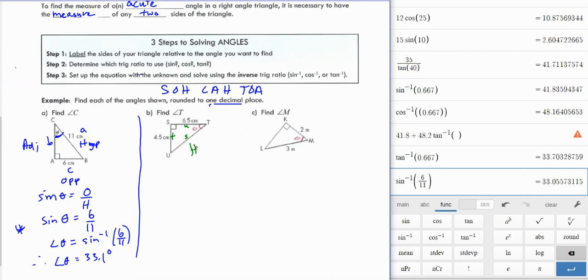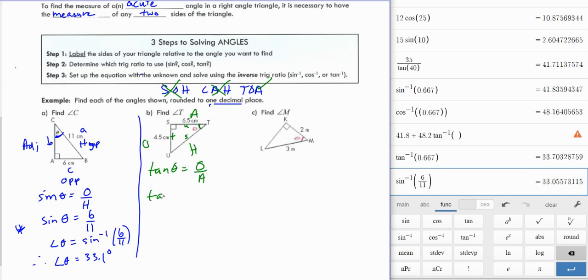Hypotenuse is always here. If this is our angle of reference, then over here is my opposite side, and this is my adjacent. So I know information for which two sides? I know opposite and I know adjacent. So opposite and adjacent, that would be this one. These ones won't help. So we're going to pick TOA. Tan theta equals opposite over adjacent.